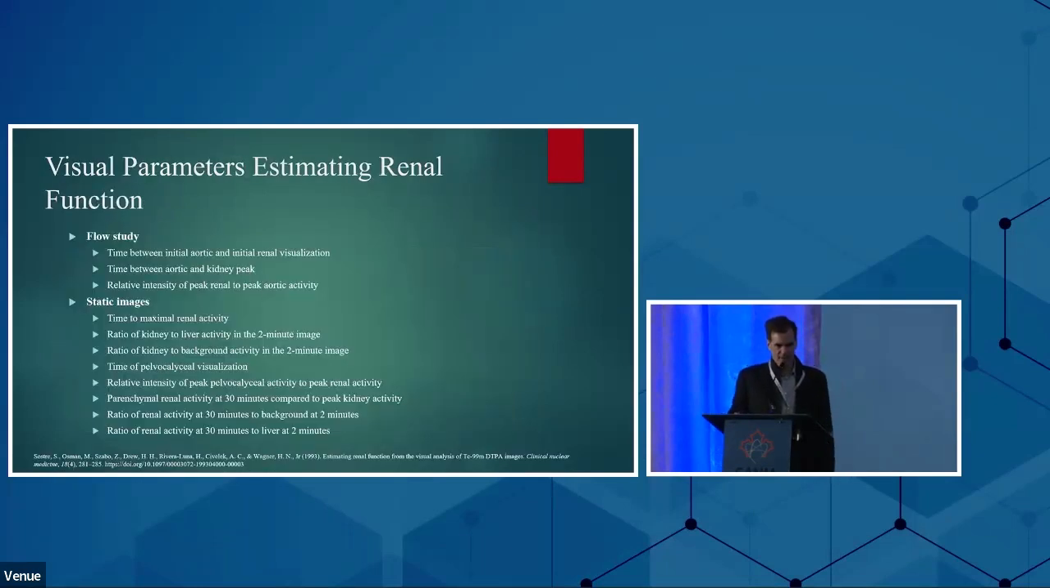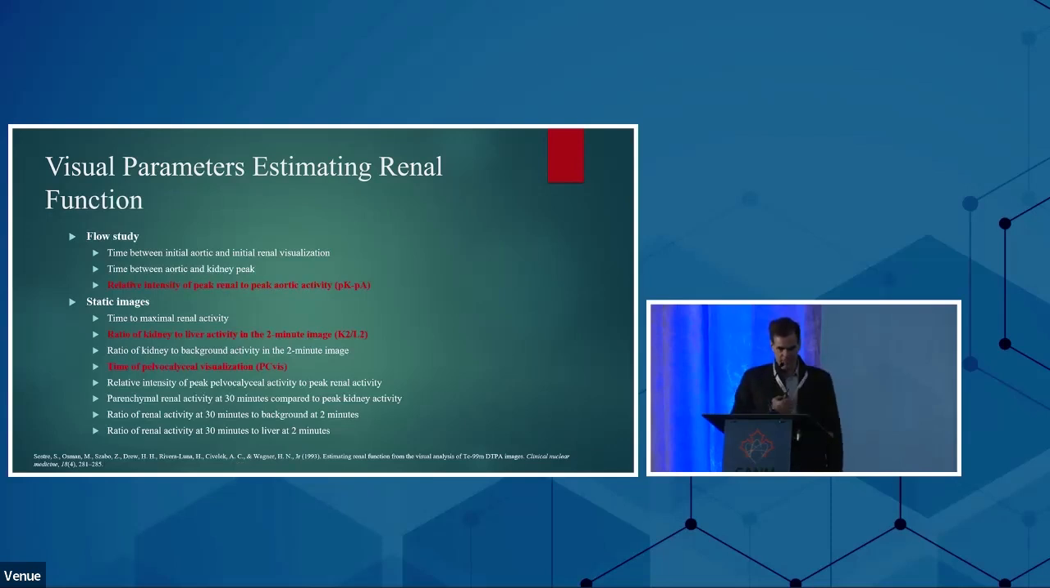Okay, I'll talk very quickly about this because we're short of time. There are some visual characteristics on renal scintigraphy that can estimate what the creatinine is. And this is one article that was produced on DTPA renal scintigraphy. They used three parameters: the peak renal activity to peak aortic activity, the ratio of kidney to liver activity at 2 minutes, and the time of pelvic calyceal visualization.